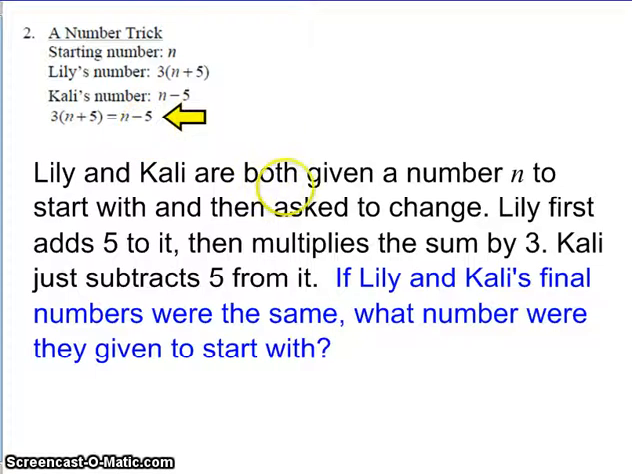So I'm going to use another hypothetical. If Lily and Callie's final numbers were the same, which means they are equal to each other, which is what the equation I've been given says, what number were they given to start with? What is the n, the number they were given to start with? And that was how I'll finish my word problem.